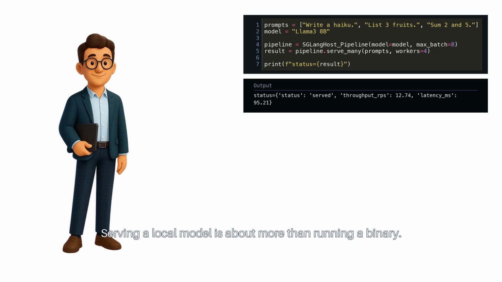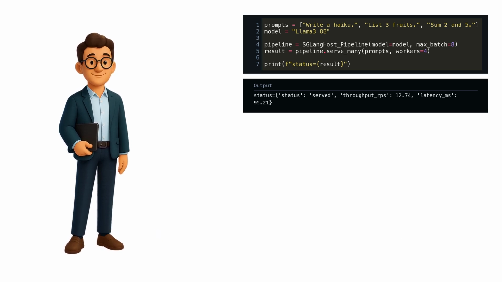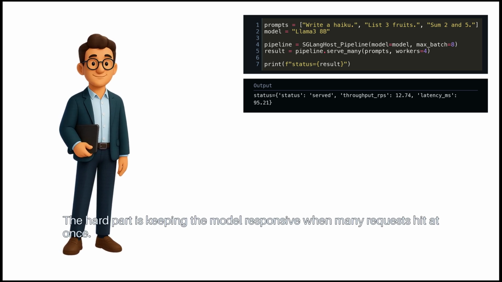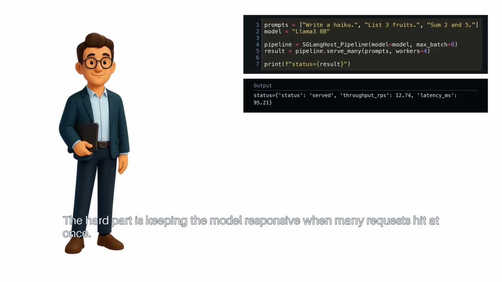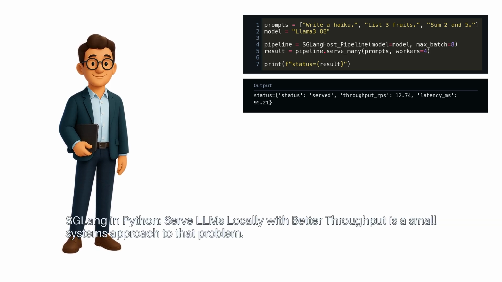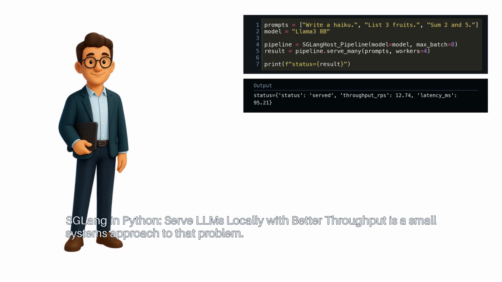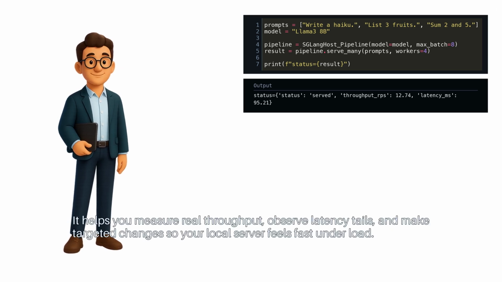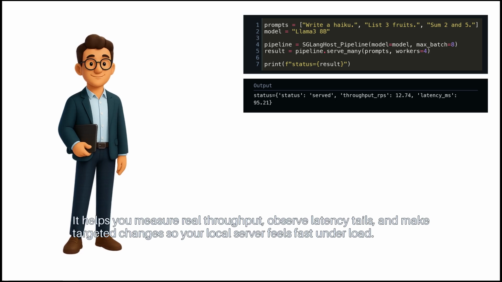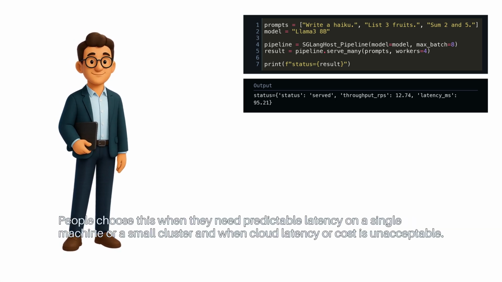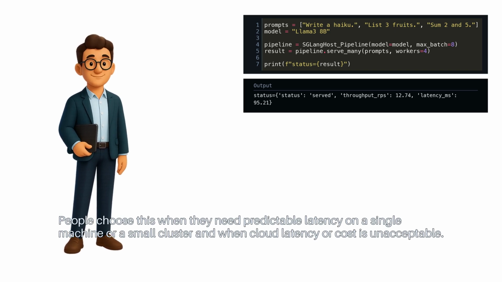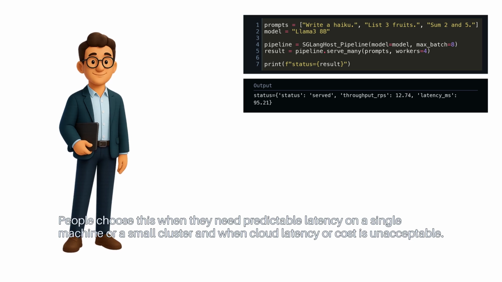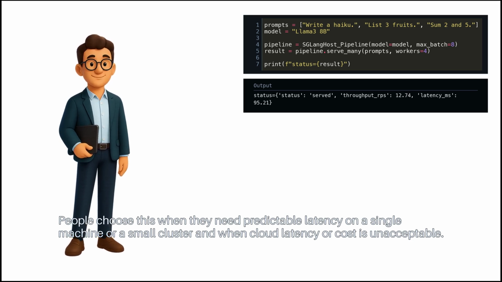Serving a local model is about more than running a binary. The hard part is keeping the model responsive when many requests hit at once. SGLang in Python, serve LLMs locally with better throughput, is a small systems approach to that problem. It helps you measure real throughput, observe latency tails, and make targeted changes so your local server feels fast under load. People choose this when they need predictable latency on a single machine or a small cluster, and when cloud latency or cost is unacceptable.